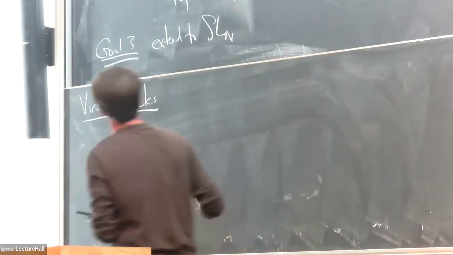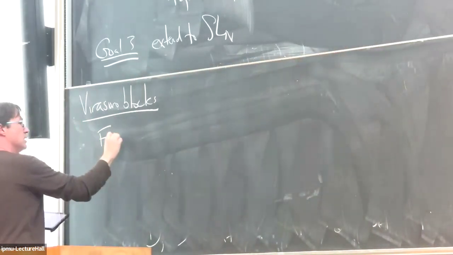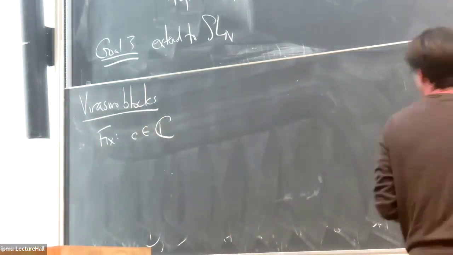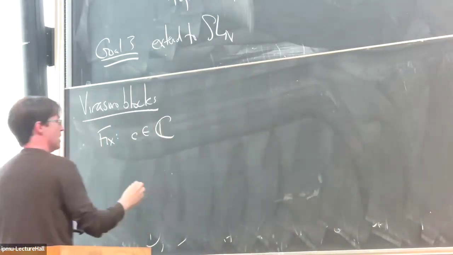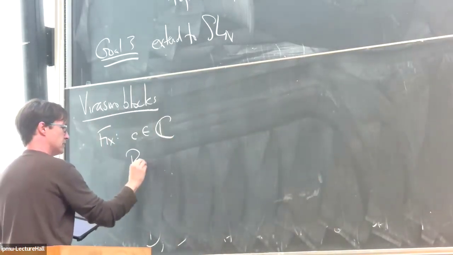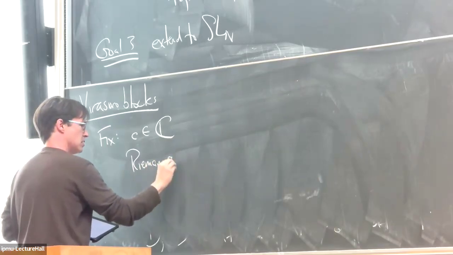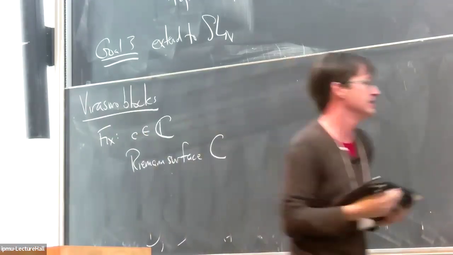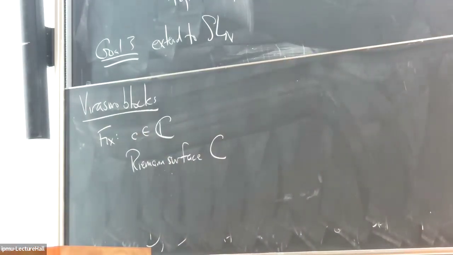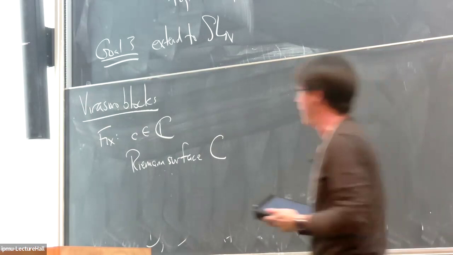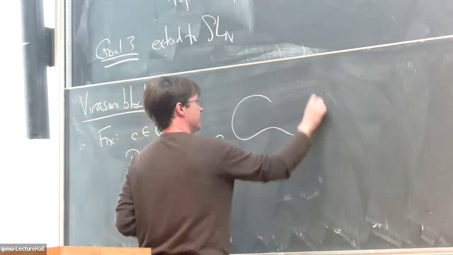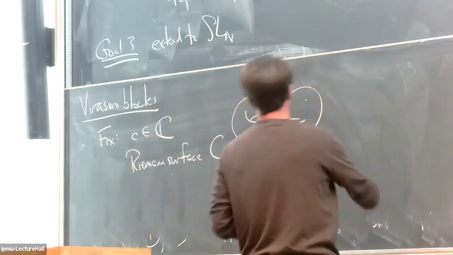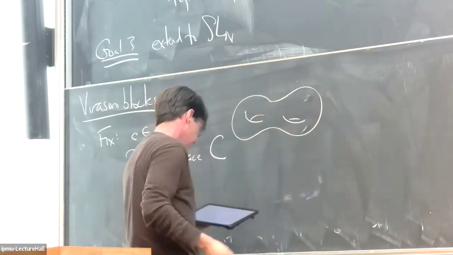Okay, so we have to fix some data. Well, not too much data. We fix a complex number, which will be 1 later, but for the definition it could be anything. And we fix a Riemann surface. Up till now I just had a topological surface, but now it really has to be a Riemann surface. Maybe it's like this, maybe with punctures. For now, let's do the puncture section.